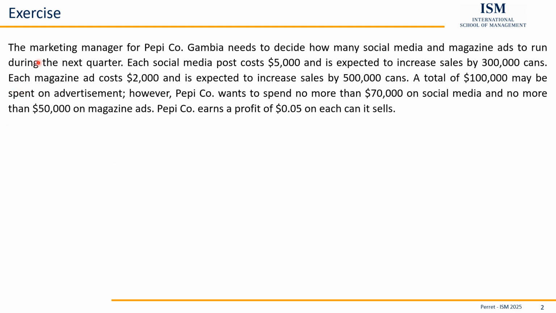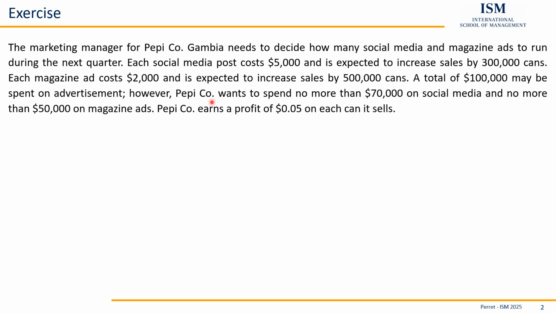The marketing manager for PepsiCo Gambia needs to decide how many social media and magazine ads to run during the next quarter. Each social media post costs $5,000 and is expected to increase sales by 300,000 cans. Each magazine ad costs $2,000 and is expected to increase sales by 500,000 cans. A total of $100,000 may be spent on advertisement.